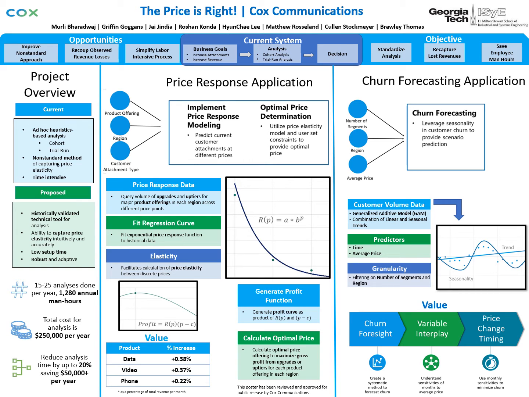Our forecasting methodology starts with gathering the customer volume data to then produce a generalized additive model. We use this non-parametric regression technique because of its ability to model highly complex nonlinear relationships. The model will fit a curve for each region's customer churn comprised of linear and seasonal trends.